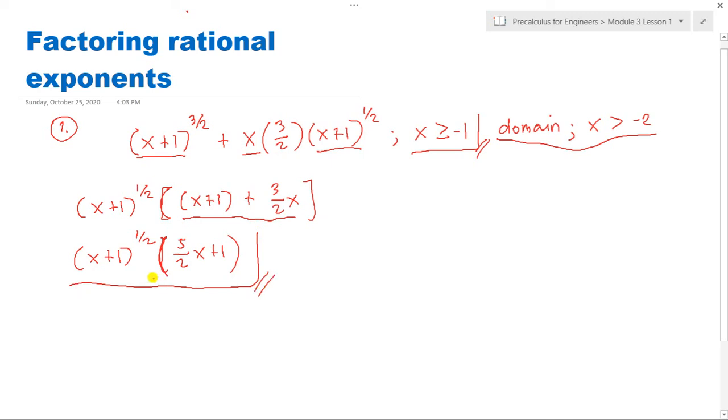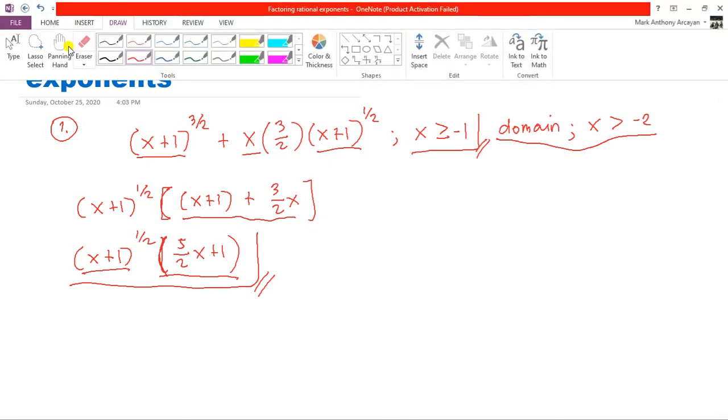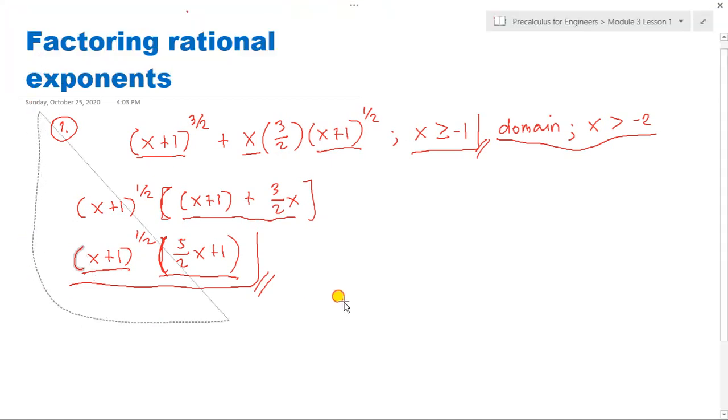Kasi di ba class, yung factor is a product of two terms. So, we have first term, x plus 1 is to 1 half. 2 or more terms class. And then, the second term is 5 halves x plus 1. So, ito na yung factored form ng ating expression involving rational exponents. Let's try a second example.